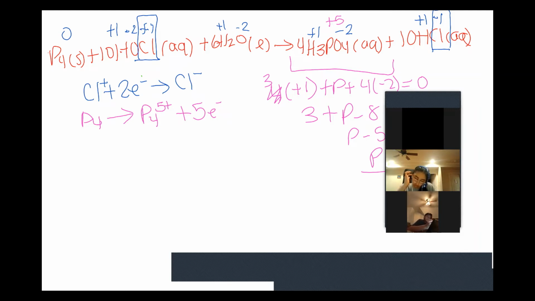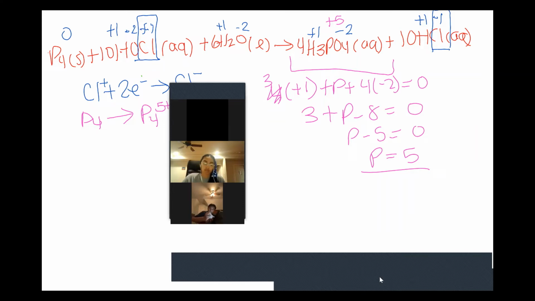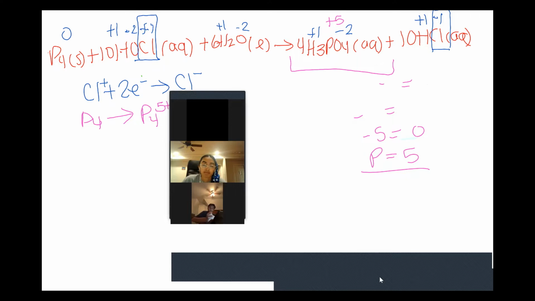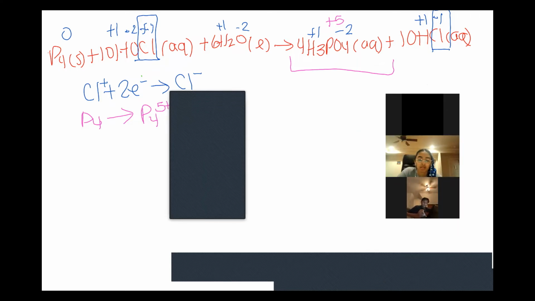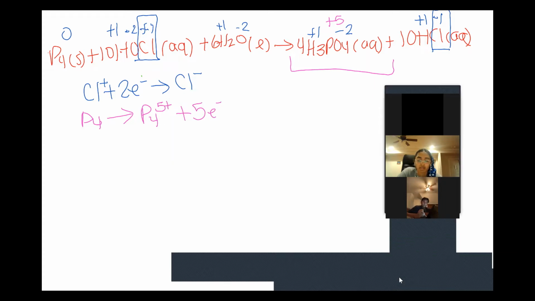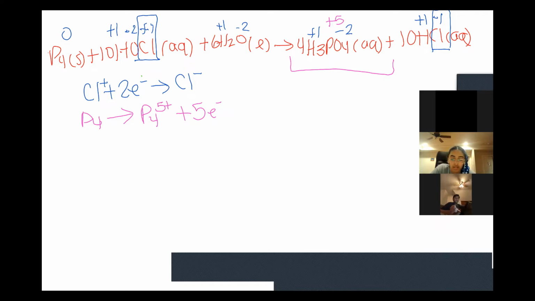So let's erase this part of it so that we can see everything here. So now that we have our reduction and oxidation part, we can actually balance this, right? I think so. There's something blocking the work. Oh, there is? Okay. I think it's okay. You moved it to the side now. Okay, that's fine.